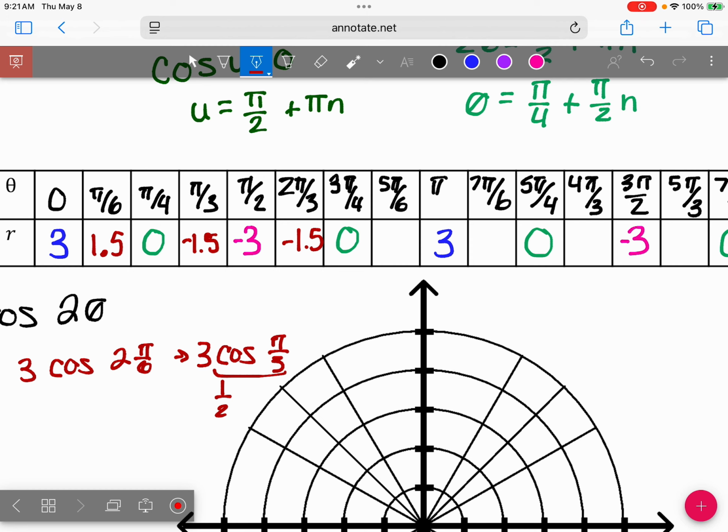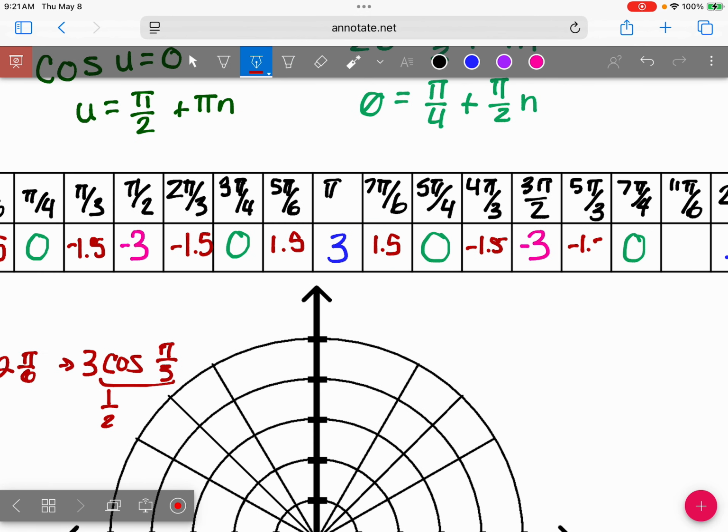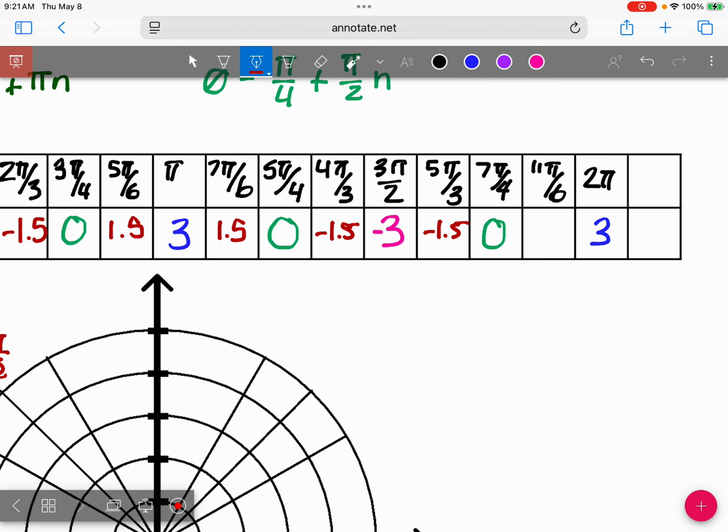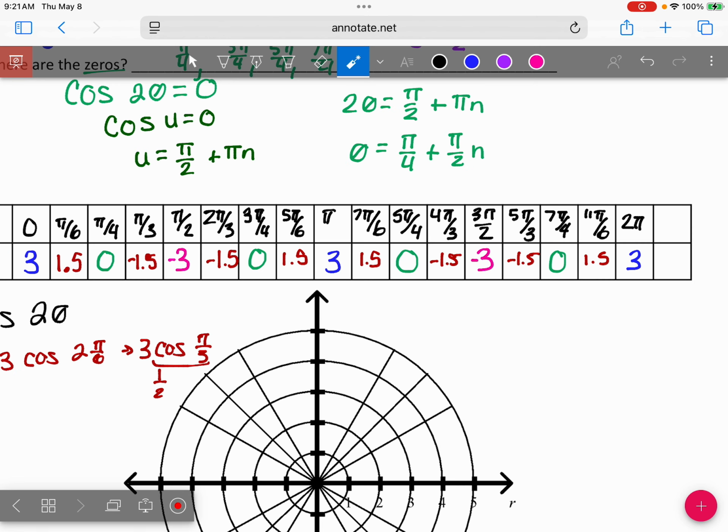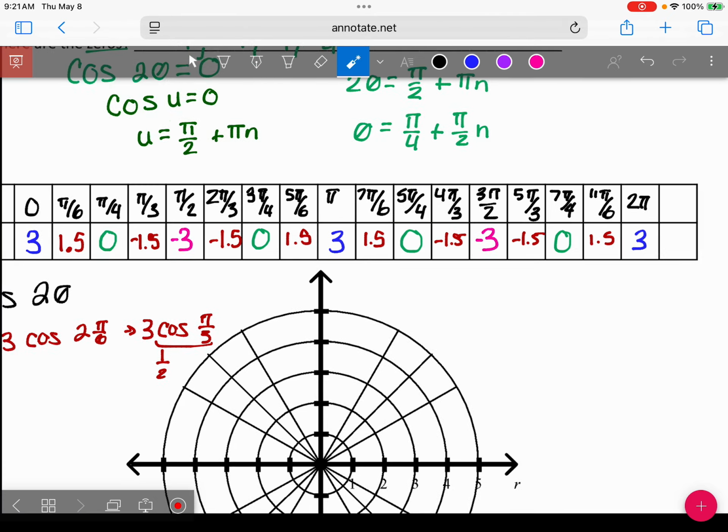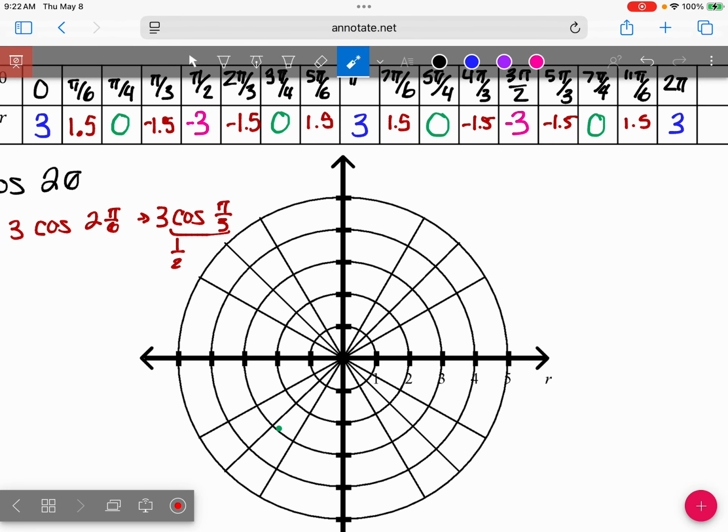So we should get our positive 1.5 for 5 pi over 6 and a positive 1.5 for 7 pi over 6. And then negative 1.5, and then a negative 1.5, and then negative 1.5. And then a 1.5, and then we're at the end. And it would loop around. I could keep going and do our 13 pi over 6 as a positive 1.5, which would be exactly the same as what pi over 6 is, because 13 pi over 6 is coterminal. So it loops around. So let's plot up our points carefully.